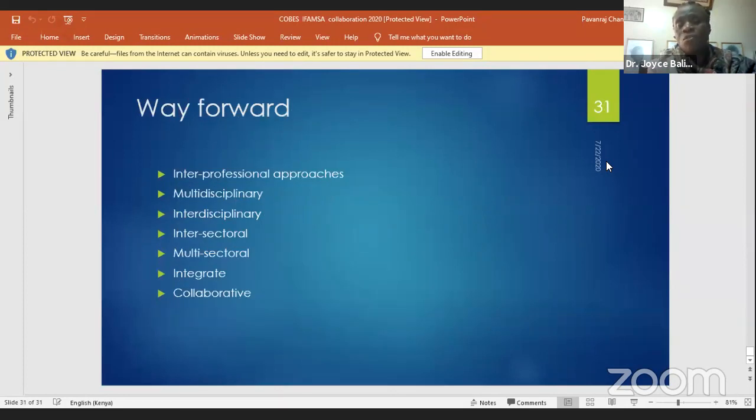Next. So the way forward, as I started, I will end by saying that we have to be, interprofessional approaches must be adopted. We have to be multidisciplinary. We must be interdisciplinary. We must be intersectoral. We must be multisectoral. We must be integrated and we must be collaborative.